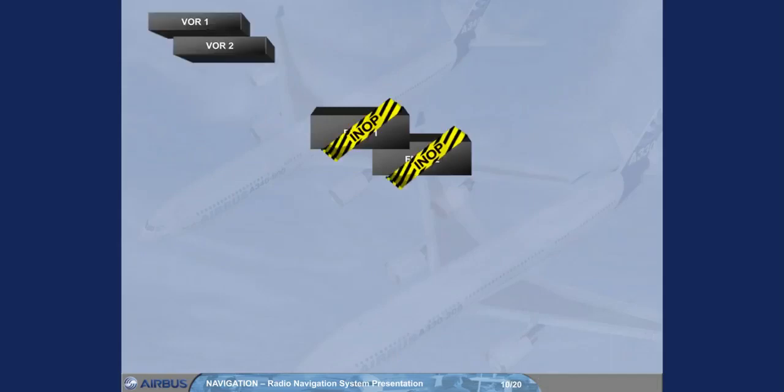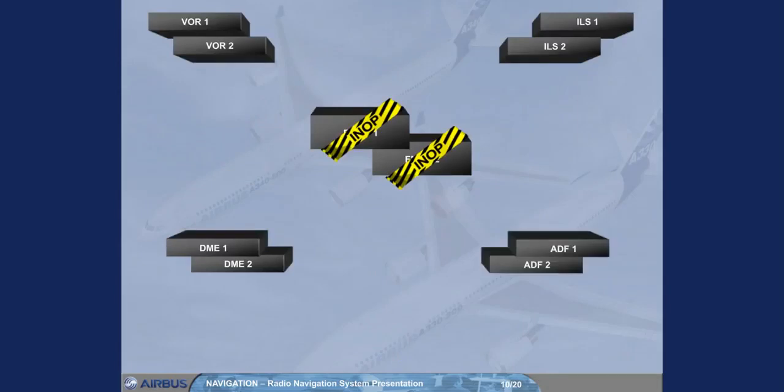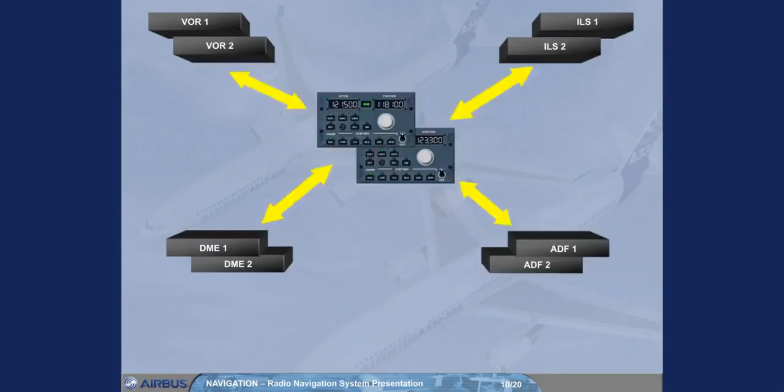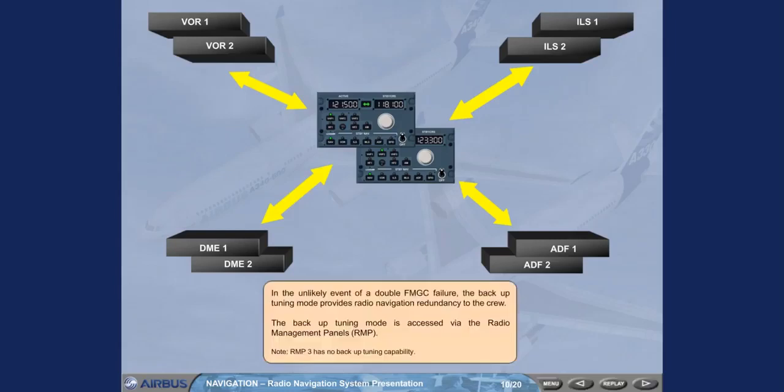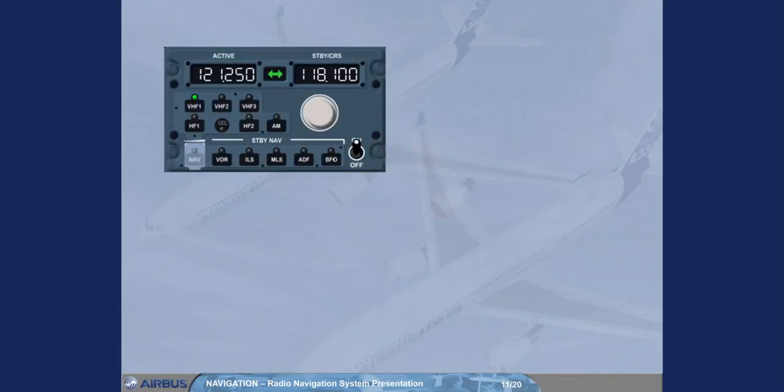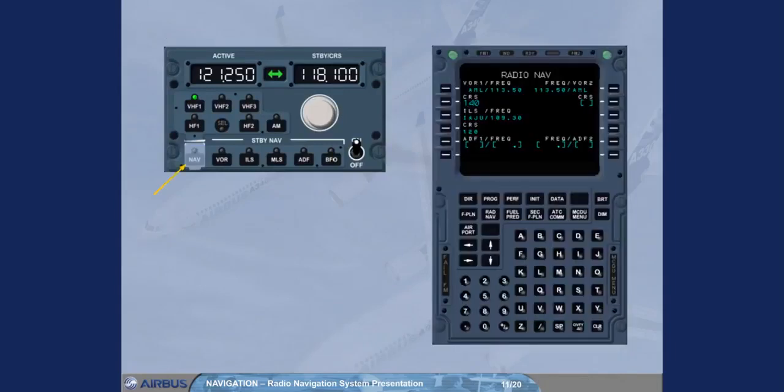In the unlikely event of a double FMGC failure, the backup tuning mode provides radio navigation redundancy to the crew. The backup tuning mode is accessed via the radio management panels, RMP. Note, RMP3 has no backup tuning capability. To access the backup tuning mode, the navigation key has to be pressed.